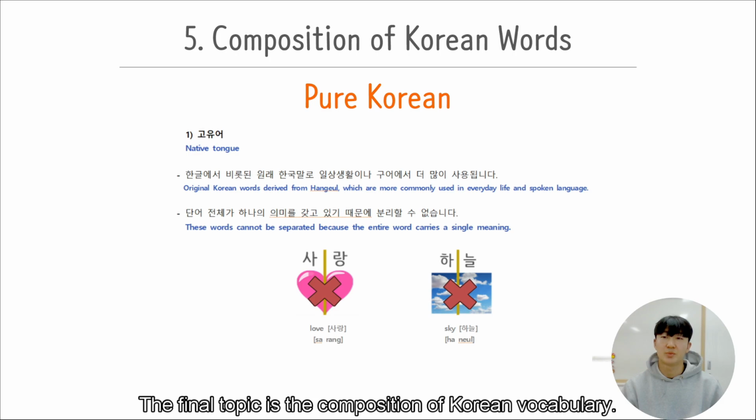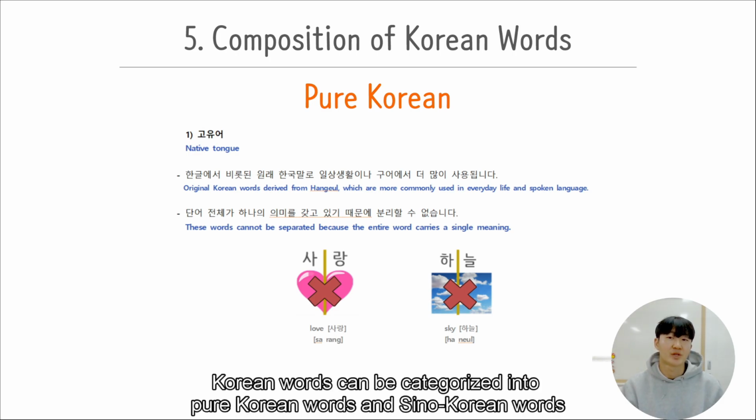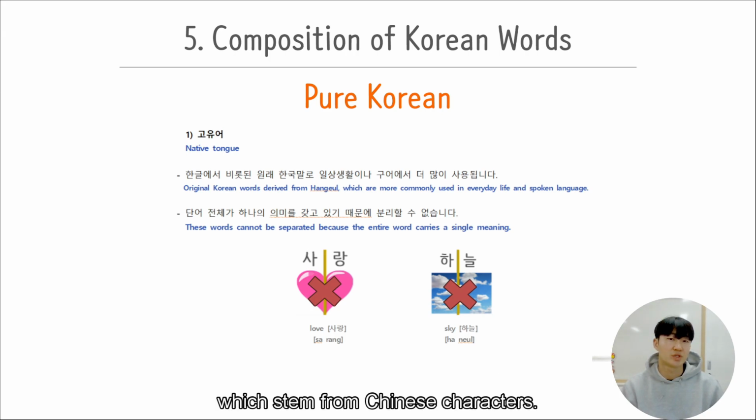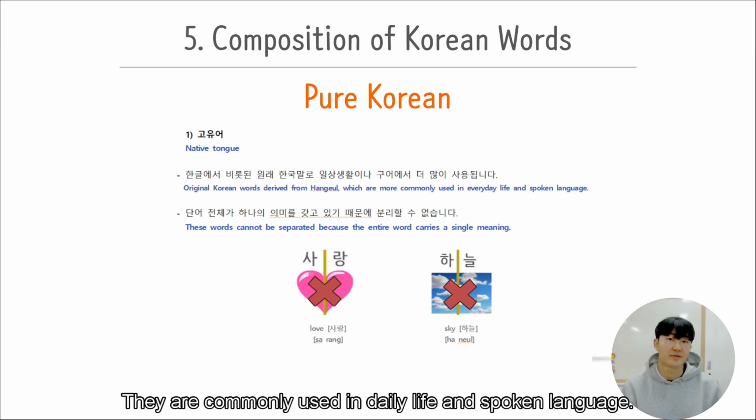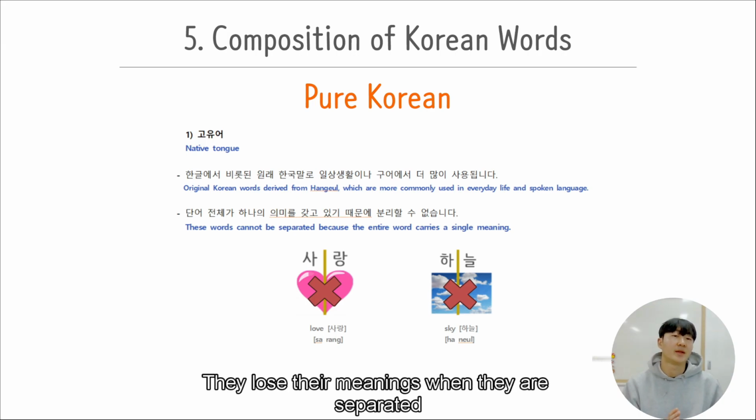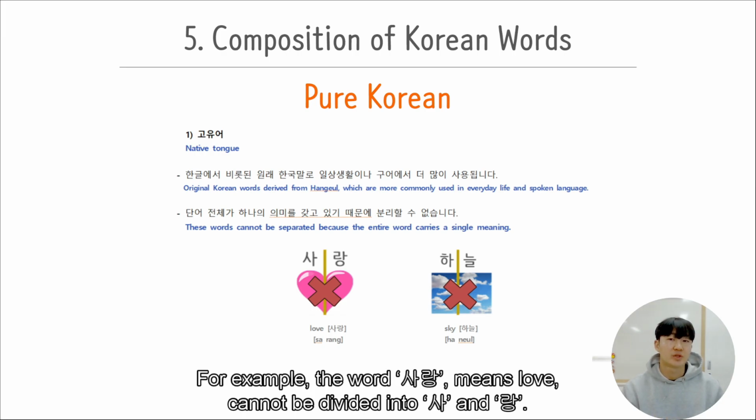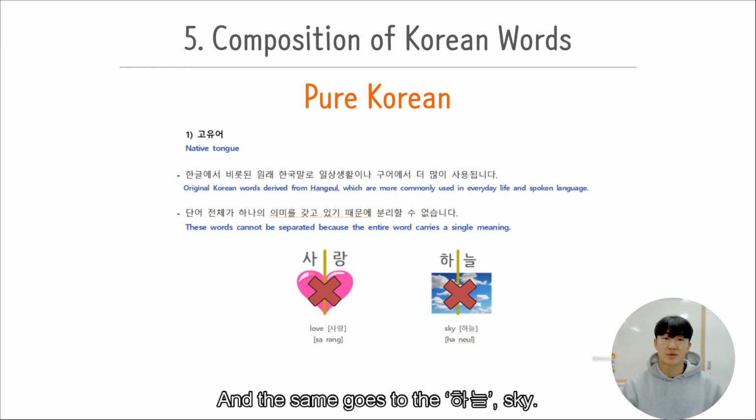Okay, the final topic is the composition of Korean vocabulary. Korean words can be categorized into pure Korean words and Sino-Korean words, which stem from Chinese characters. At first, pure Korean words. They are commonly used in daily life and spoken language. They lose their meanings when they are separated. For example, the word 사랑, which means love, cannot be divided into 사 and 랑. And the same goes for 하늘, sky.